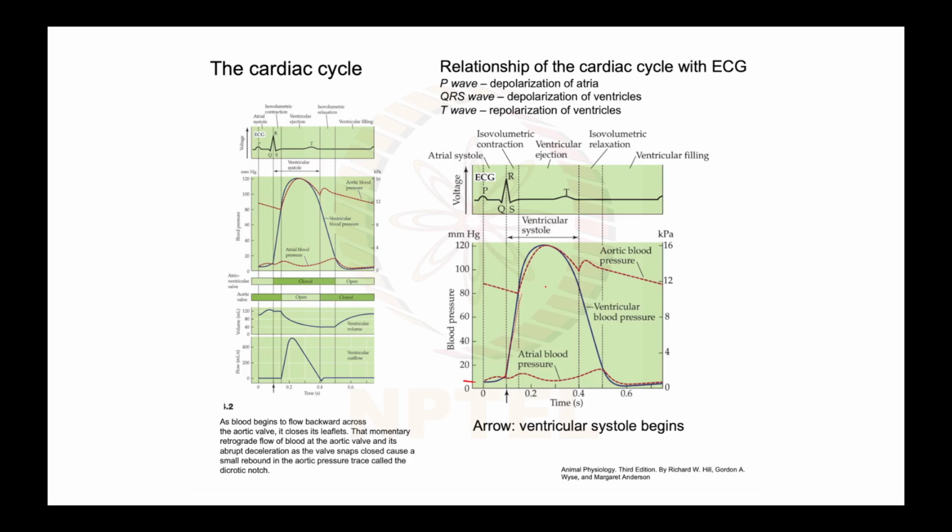The semilunar valve is the valve which pumps the blood from the left ventricle to the entire body. At 80 mmHg the semilunar valve opens, and then the pressure goes up to 120 mmHg and then goes down to 100, and at that time the semilunar valve closes again.